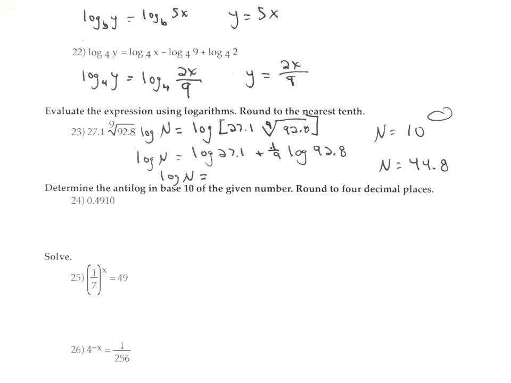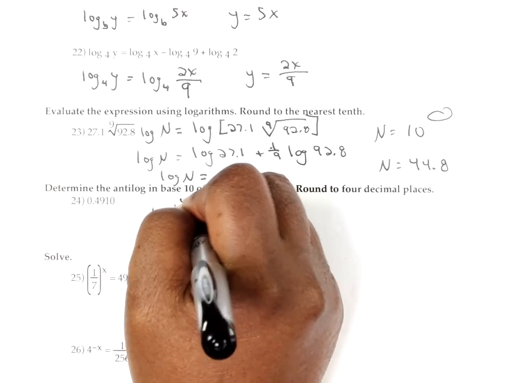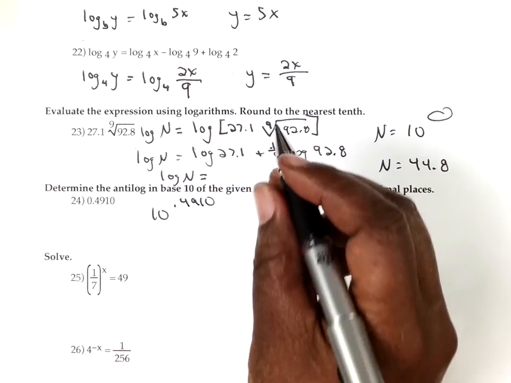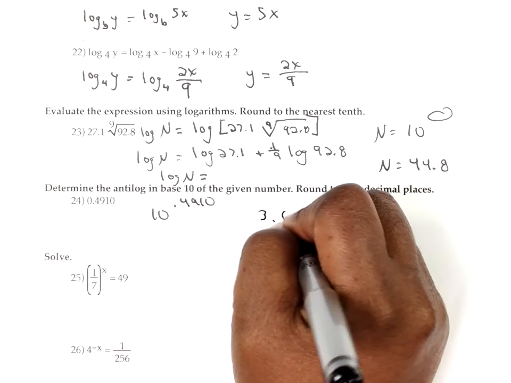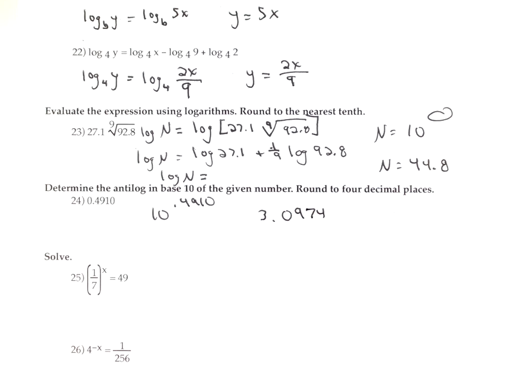Alright, and then number 24, you're trying to find the antilog. So you're just taking that number, so 10 to the 0.4910 power. And that one was 3.0974 was the answer for that.